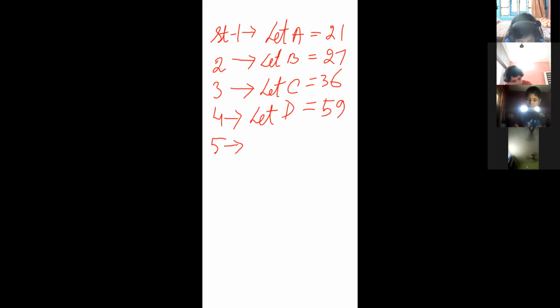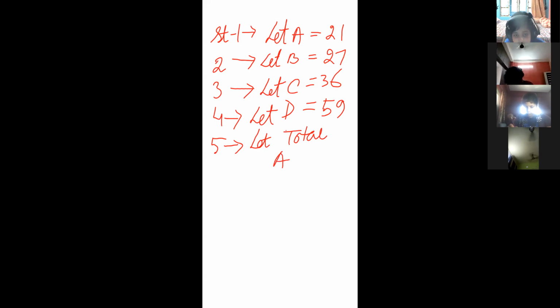The next one, total is A plus B plus C plus D. Ma'am, write in one line after step 5? After 5, this one is an arrow, and let, L-E-T. Write in one line: let total is equal to A plus B plus C plus D. Now the last one, print total.